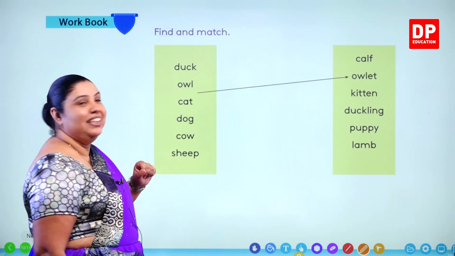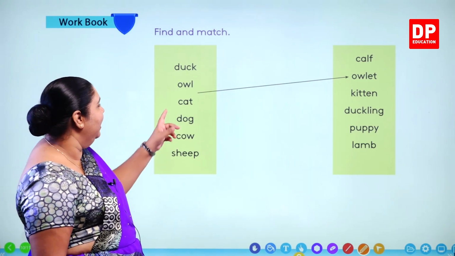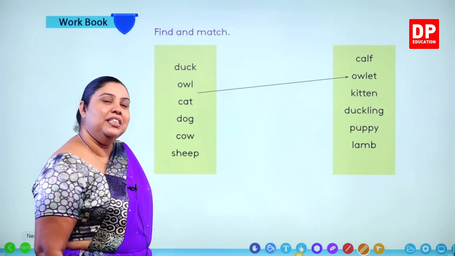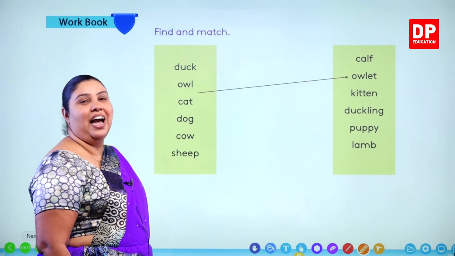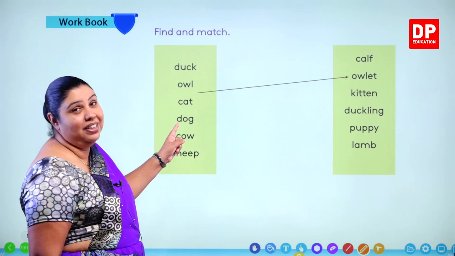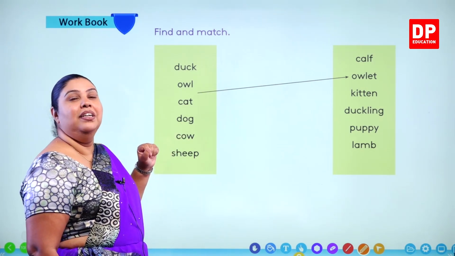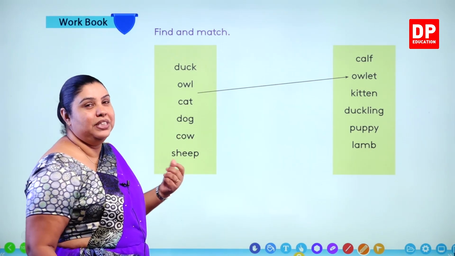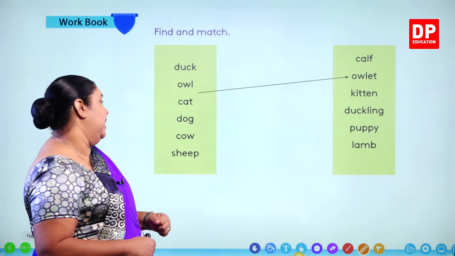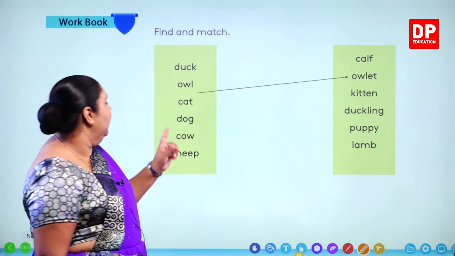That's right. Then we have the very easy word, cat. Who is a cat? Right. Okay. Then we have the next word, dog. D-O-G, dog. Who is a dog? That's right. Then we have cow. C-O-W, cow. Right. Then the last word we have here, sheep.